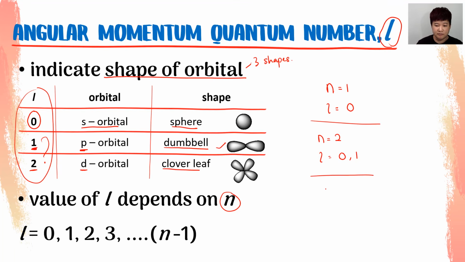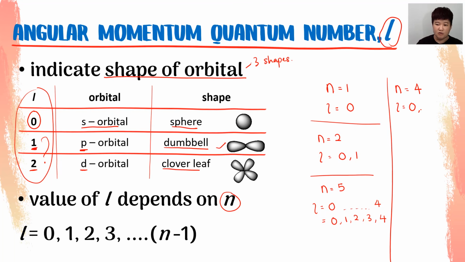If my n equals 5, then my l will start from 0 until 5 minus 1, which is 4. So it will be 0, 1, 2, 3, 4. How about if my n is now equal to 4? Your l will be 0, 1, 2, and 3, because 4 minus 1 will stop at 3. So your l will 100% depend on the n number.